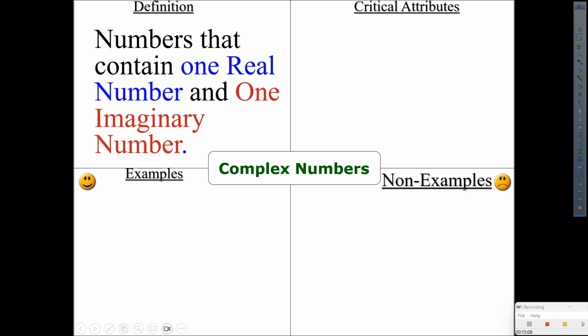So can you picture that? One real number and one imaginary number? Picture it. You got it? Locked in? This is what it looks like. Let's see. 5 plus 3i, 12 minus 6i, and 2i, and square root of negative 8.